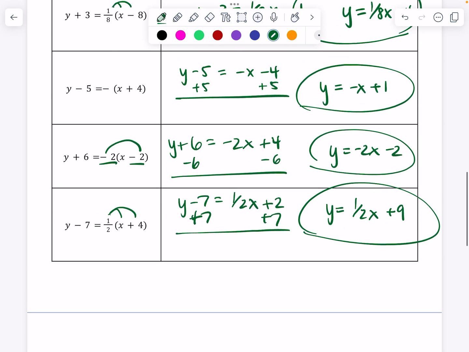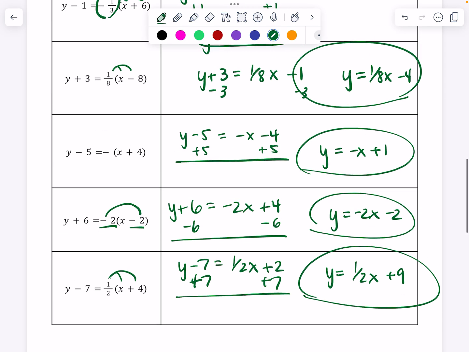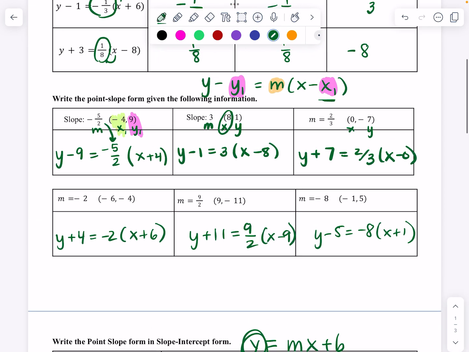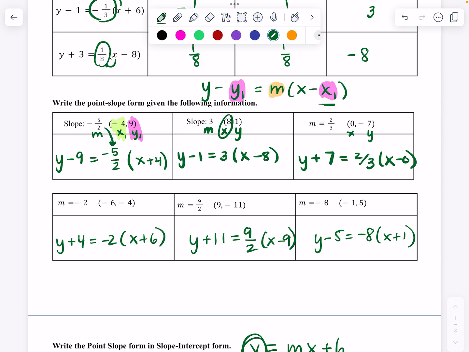All right, as always, if you have any questions on those things, ask. Remember that you do have to know this point slope form. It's not going to be given to you. So please start kind of putting that to memory because it's a large part of this standard.